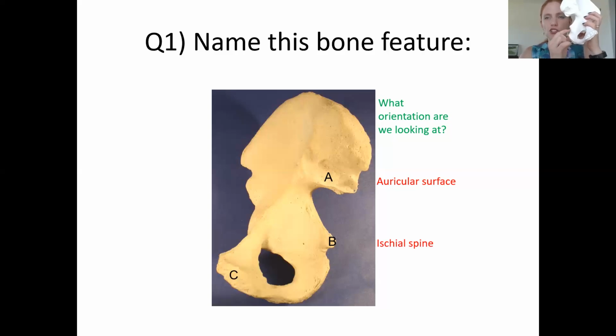Okay, and so B would be the ischial spine. That's the structure, this part that sticks out right here. Okay, that would be in the back, so that's posterior, ischial spine. And then C, coming at you, that is a flat surface there, and so that would be the pubic symphysis. The pubic symphysis here. So auricular surface, ischial spine, pubic symphysis.